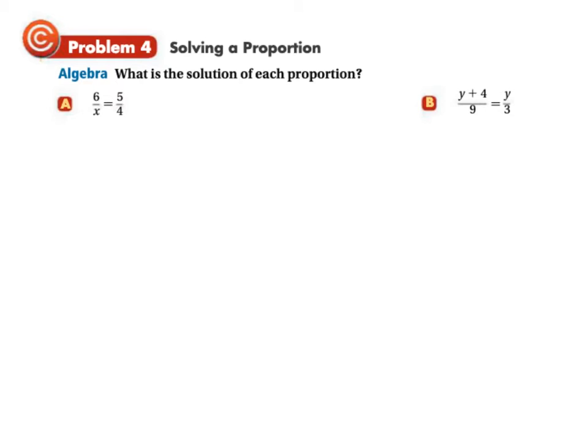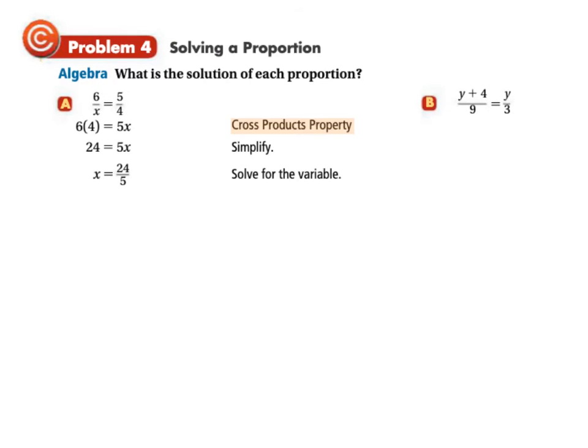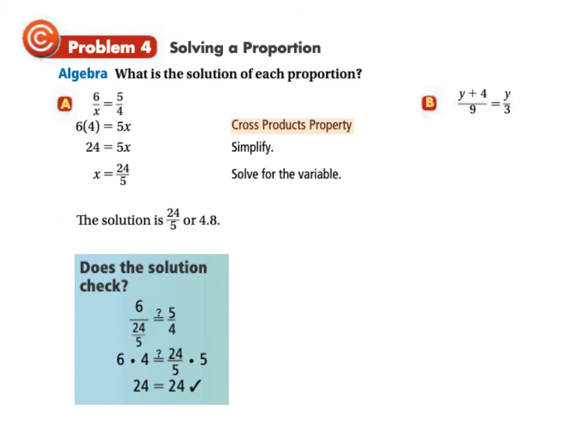So we're going to do what we said we were going to do, which is to multiply the diagonals here. Okay, what is the solution of each proportion? Well, if we take this and multiply the diagonals, 6 times 4 equals 5 times x, cross products property. Then we simplify it out, divide both sides by 5. We find that x is 24 over 5, or 4.8 if you were to write it as a decimal.